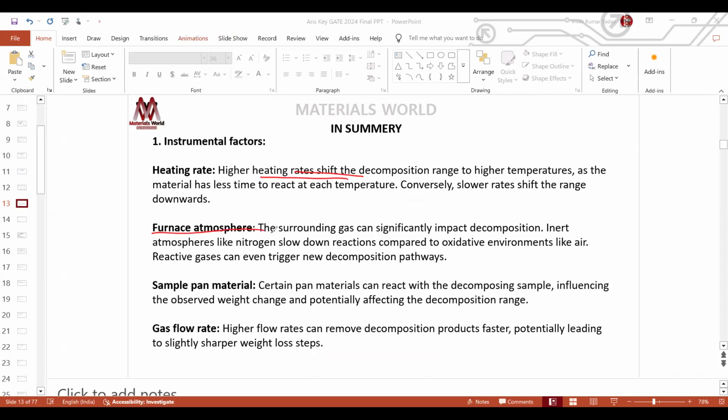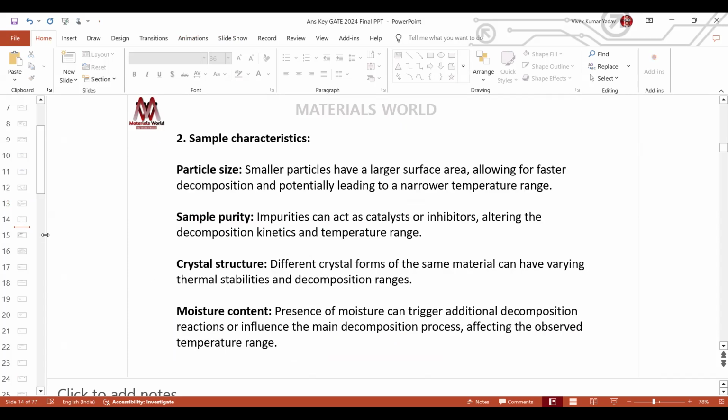Heating rate gives a shift towards the right. Furnace atmosphere is also important, because if gases are involved, they can react at higher temperature and give more byproducts in your final product, so it will affect. Sample pan material, smaller or bigger size, is also important, and so is gas flow rate. The effect is already given here. Please read it and make a note so that you can revise with your notes before the exam. Particle size is important. Moisture content is important, because that will give you the initial weight.